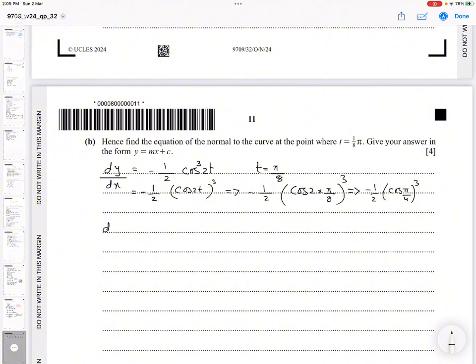And now you can use your calculator. It will give you dy by dx equals minus root 2 over 8. This is our gradient of tangent. So gradient of normal, m of normal, would be the reciprocal with opposite sign of gradient of tangent on the curve. So 4 root 2.